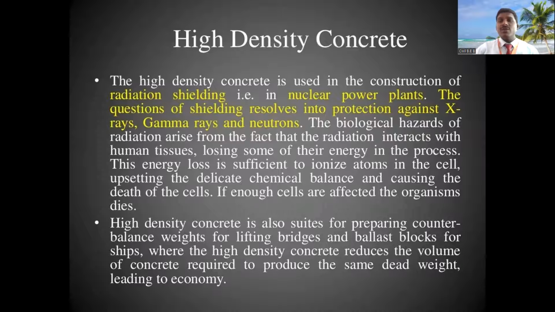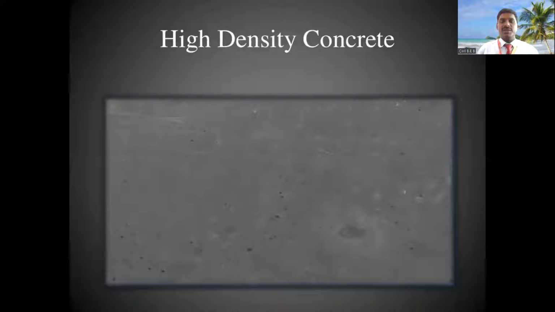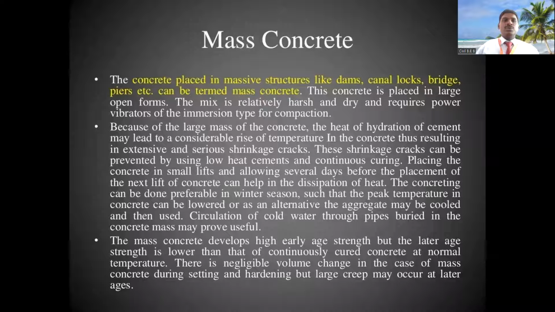Then high density concrete is also suitable for preparing counterbalance weights for lifting bridges and ballast blocks for ships, where the high density concrete reduces the volume of concrete required to produce dead weight. That is leading to economy. So this is the high density concrete. If you see the image, the surface is clean, the density of concrete is high, and there are no voids in the concrete. This is the part we covered in the last lecture also.